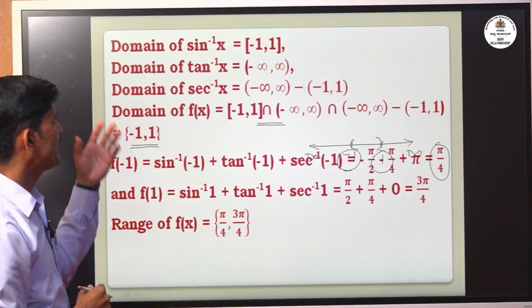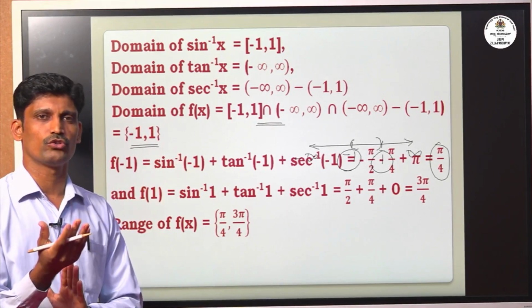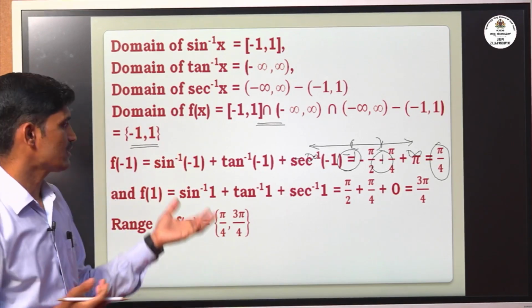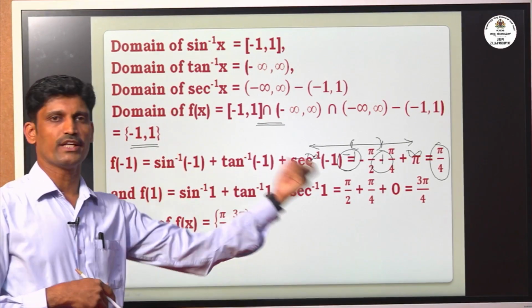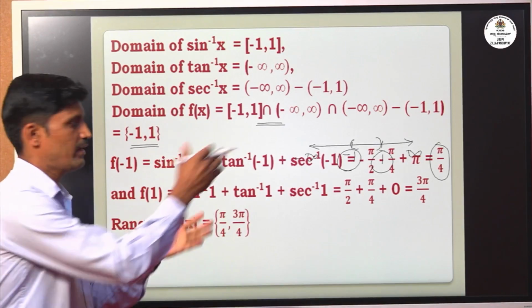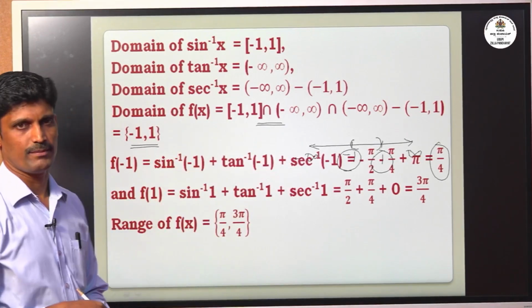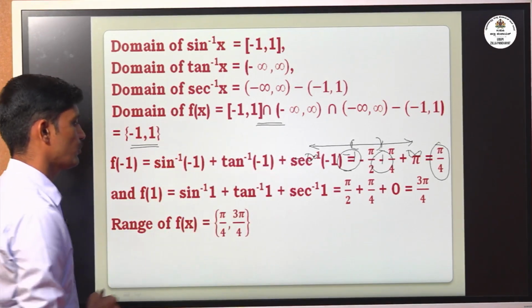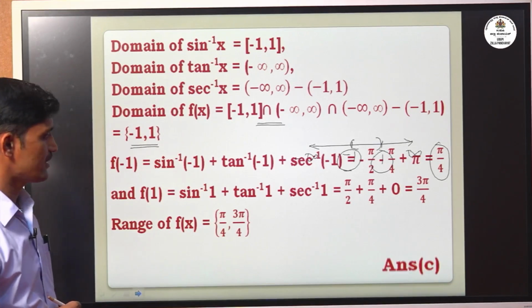So you know the domain of the individual functions and the range. When their sum is given, what is the domain, and using the domain how to get the range. For what value of x we get the image. Those values of f of x are the image. That is equal to pi/4 and 3π/4, that is answer C.